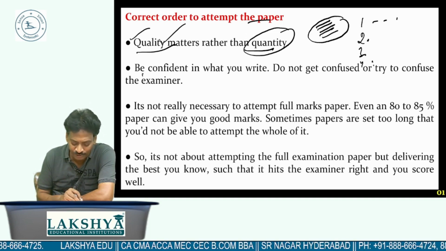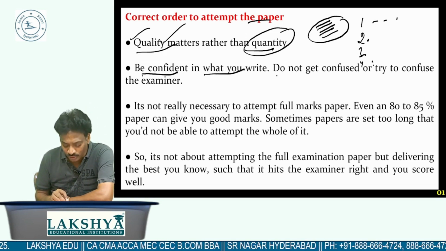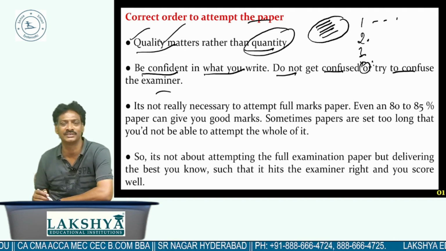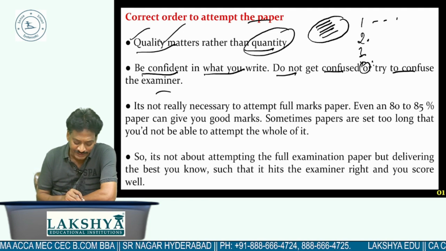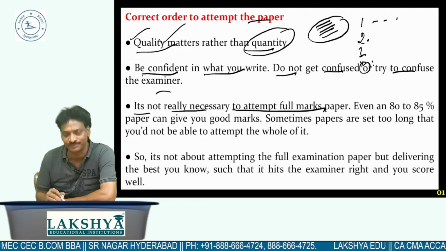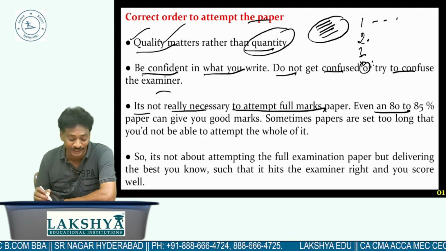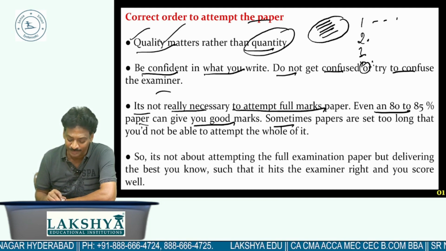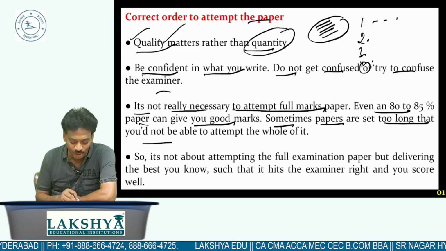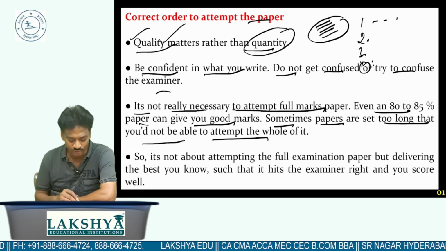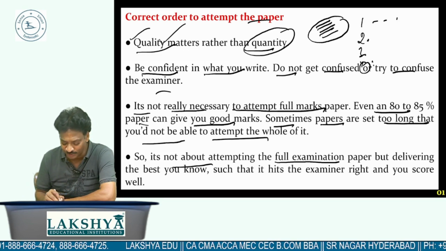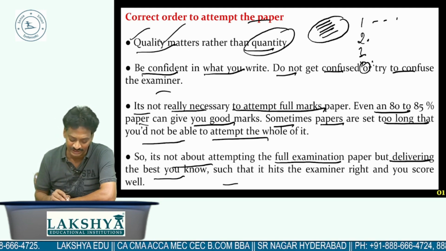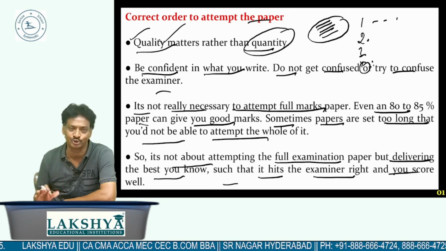The next thing, be confident in whatever you write. Do not get confused or try to confuse the examiner, otherwise they don't award any marks. Next, it's not really necessary to attempt a full marks paper. Even if you attempt 80 to 85% of the paper, that can give you good marks. Sometimes papers are set so long that you would not be able to attempt the whole of it. So it's not about attempting the full examination paper, but delivering the best you know, such that it hits the examiner right and you score well.